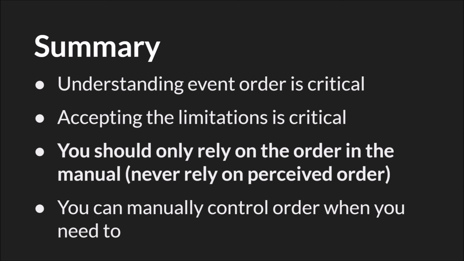So in summary, understanding the event order is critical, but so is accepting the limitations that exist in GameMaker Studio 2. You should only rely on the order given in the manual, and you should never rely on any perceived order or any order that you discover through testing. When you do need more control, which honestly is pretty rare, you generally do not need more control than what they provide, but when you do, you can take over manual control by putting instance IDs into your own type of data structure and then running through that data structure with a with statement or something similar to order the code manually.